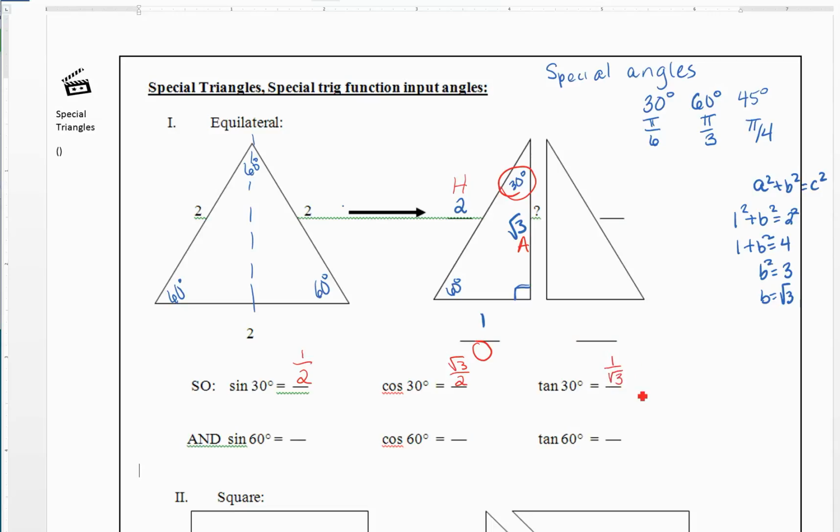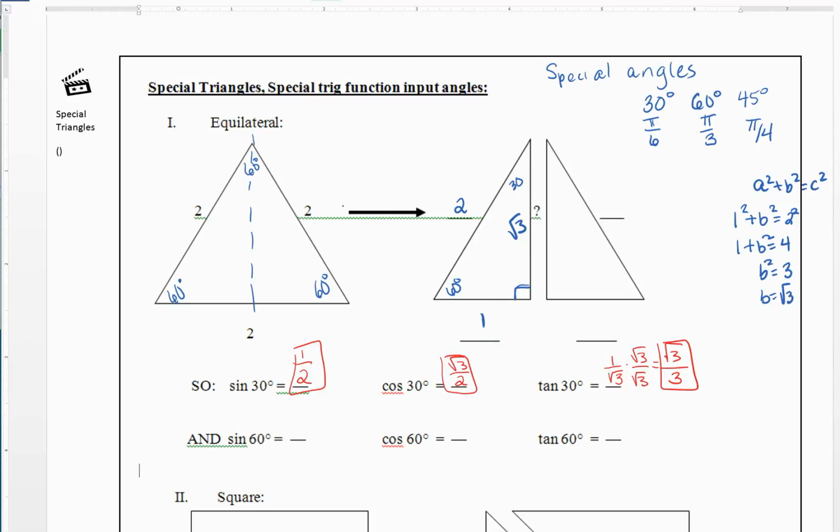Now normally we don't like square roots in our denominator, so we do what's called rationalizing the denominator. We're going to multiply this by square root of 3 over square root of 3, which will give us square root of 3 over square root of 3 times square root of 3 is 3. So tangent of 30 we say is square root of 3 over 3. Okay, so we've now found, using this special triangle, sine of 30 degrees, cosine of 30 degrees, and tangent of 30 degrees.